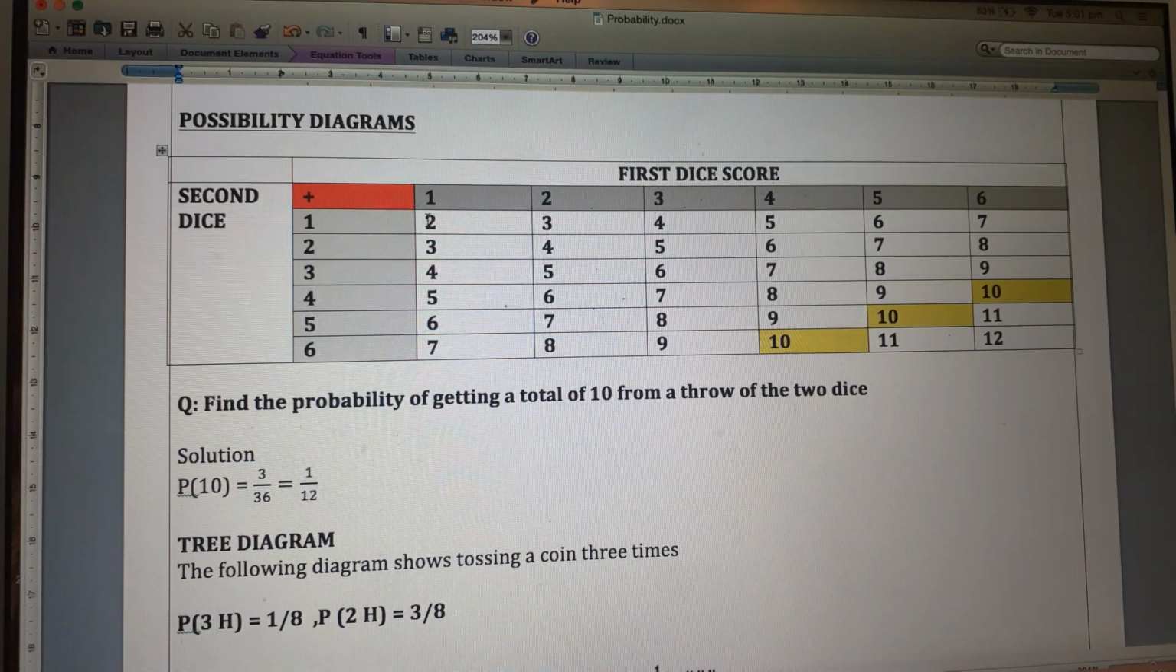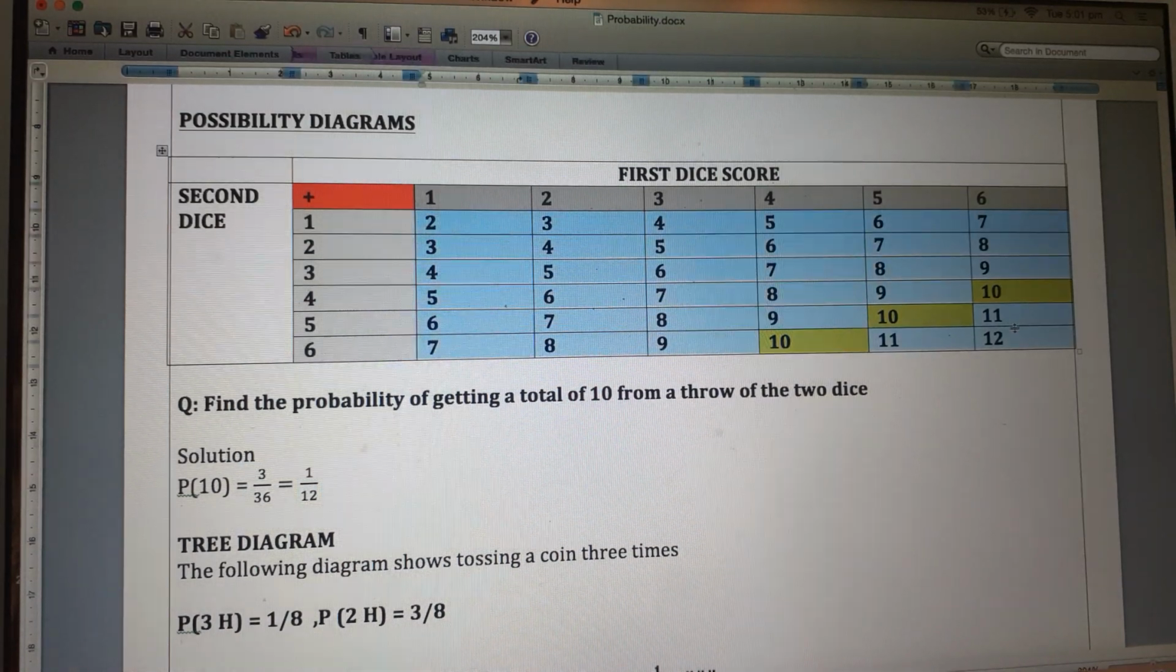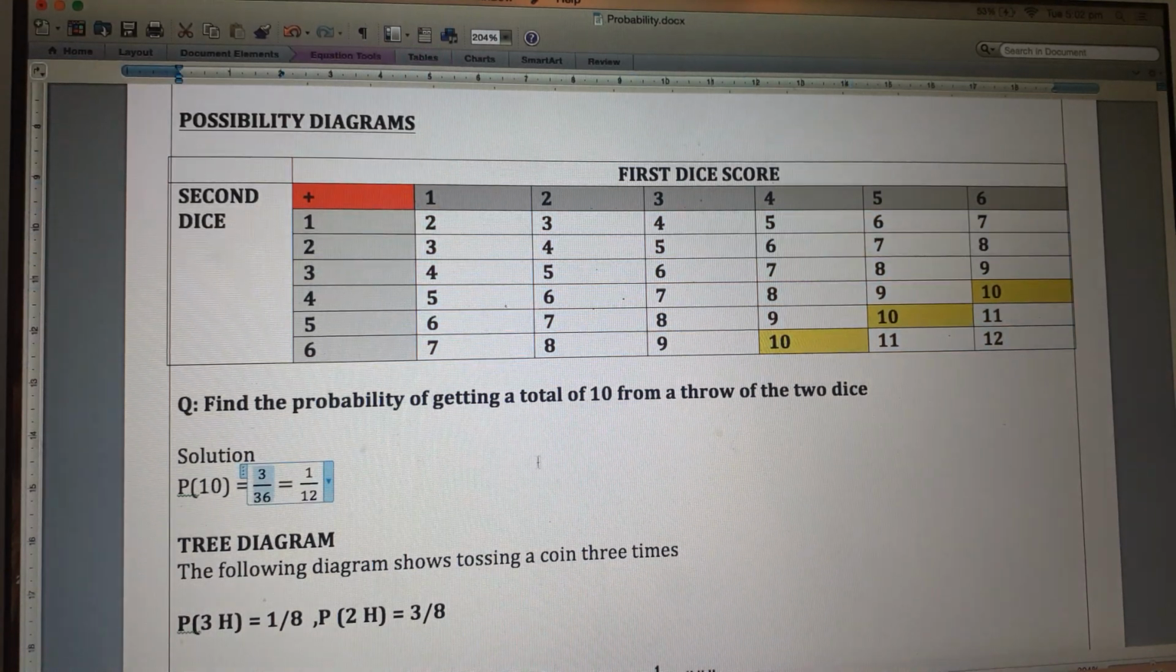If you want to calculate the total number of possible outcomes, this shaded region shows the outcomes from the 2 dice. This is one outcome, this is the second outcome, third, fourth, fifth, sixth, and this is the seventh outcome, eighth, ninth, 10th, 11th, 12th outcome, and if you calculate up till here, you will get 36 outcomes. So total outcomes are 36, and out of 36, 10 comes how many times? 3 times.